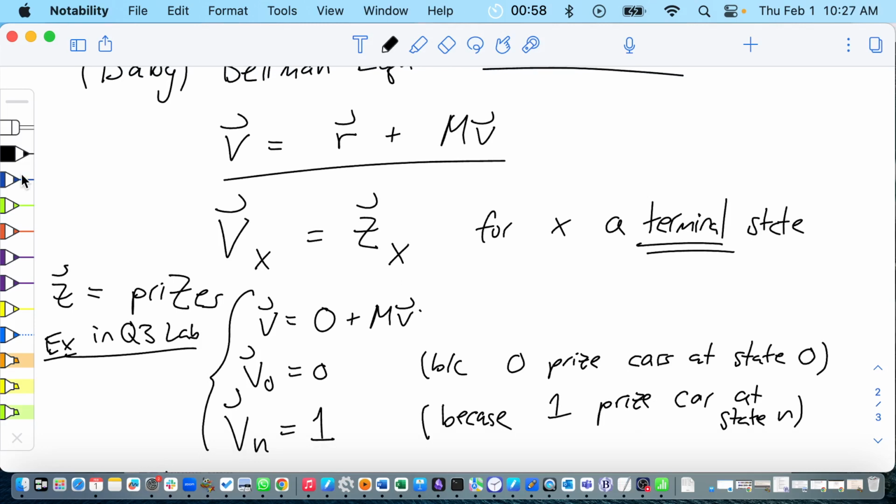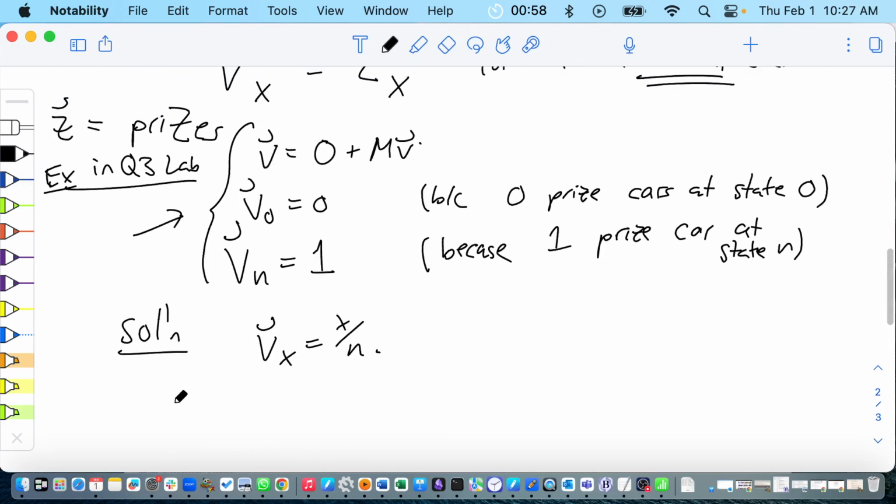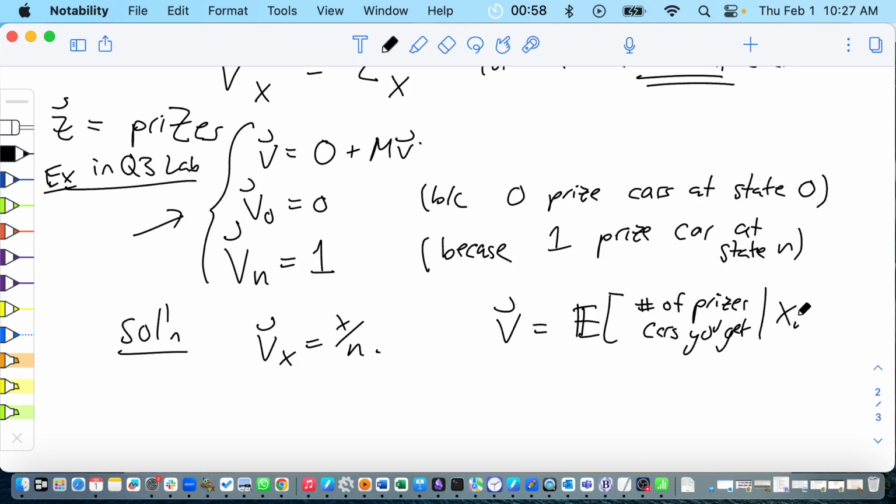Could you just go over one more time for the Gambler's Ruin? What is v representing in that, the whole vector? In this little setup over here? Yes, okay. So in the Gambler's Ruin, the definition of v was the expected number of prize cars you get, given that you start in state x. So you start in state x, and in the whole thing, you're going to get some number of cars.